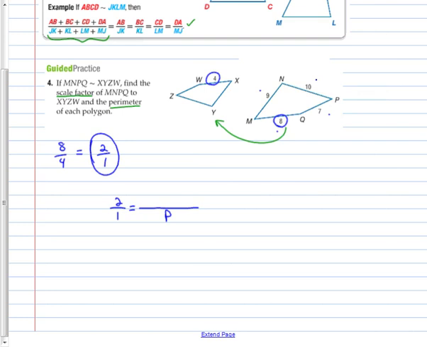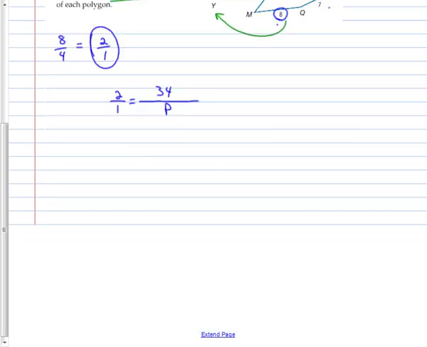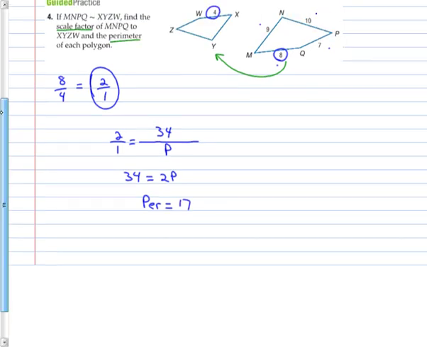34? So I know the perimeter of this big one is 34, and the perimeter of the small one is, well, I don't know, but I can figure it out here. 1 times 34 is 34, 2 times p, and divide by 2, what's the perimeter of the small one? 17. They wanted to know the perimeter of each. One is 34, the other one is 17, and we use the scale factor in order to get that. I think I am done talking, and now you can work on a worksheet.